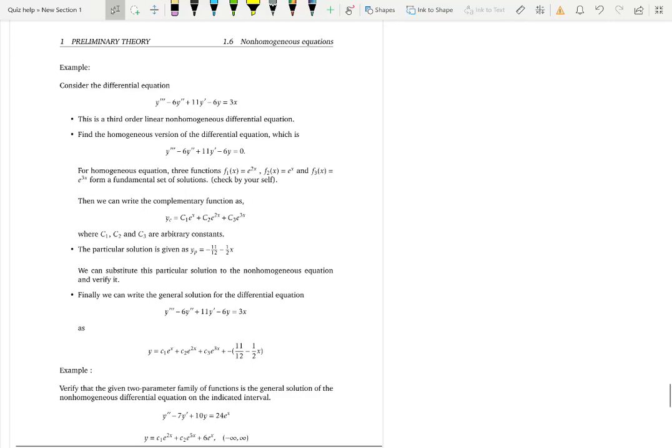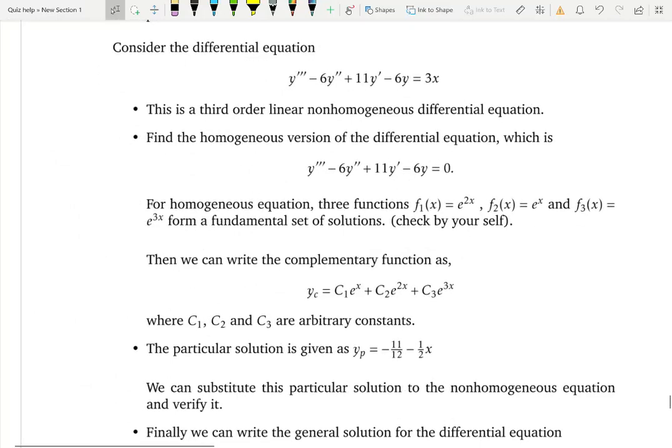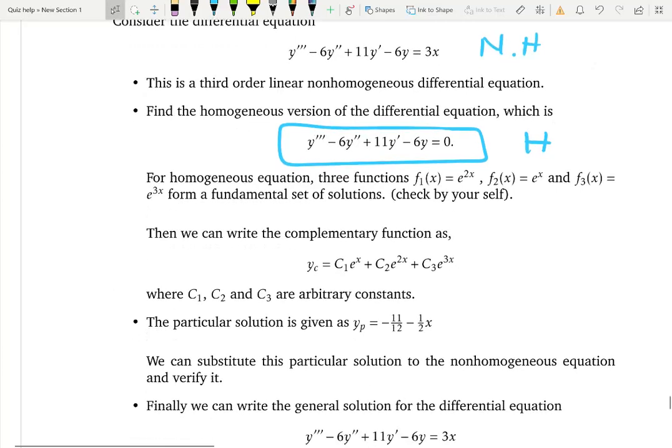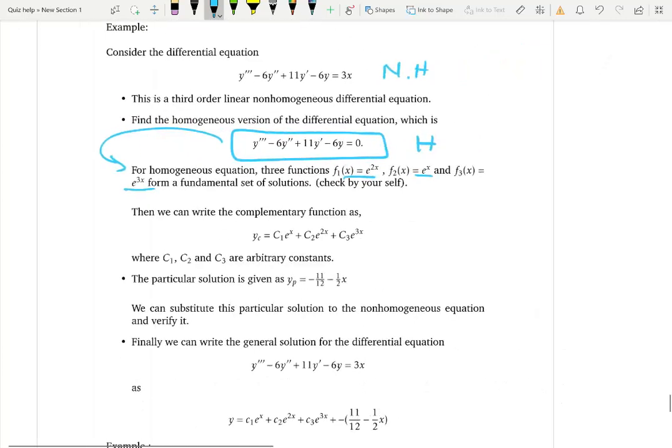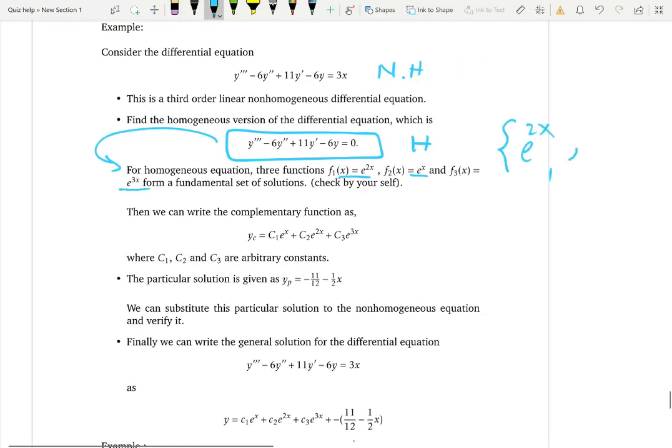Alright, so let's look at an example. Here's a third order differential equation, and this is non-homogeneous, because of the 3x. Now what I'm going to do is I'm going to erase that 3x and replace it by 0. So now we have a homogeneous one. This is homogeneous, this is non-homogeneous. Now what I do is I solve this one, which you will learn later how to do. These three are the three solutions and they form a fundamental set: e to the 2x, e to the x and e to the 3x. We are not going to do the verification, but let's assume that they are the fundamental set.